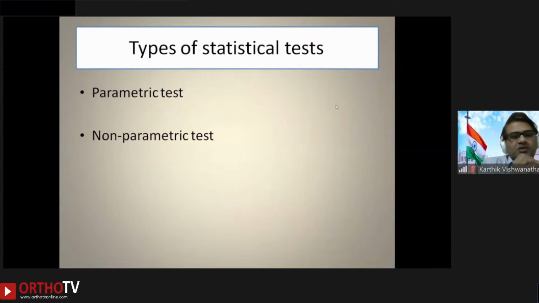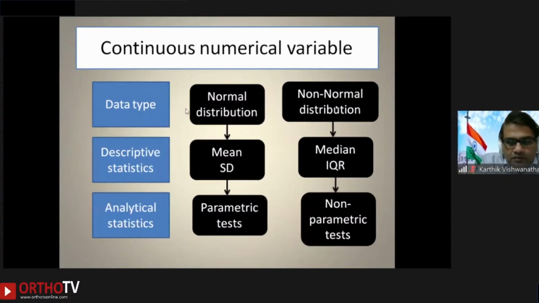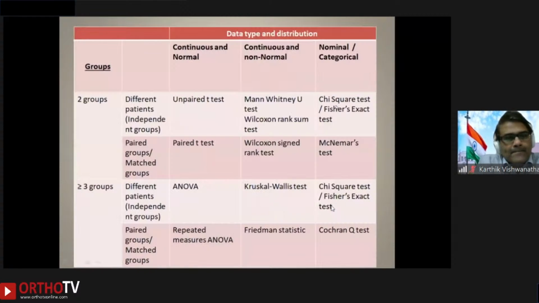So once that is decided, we have to choose a parametric or non-parametric test. Parametric test is used for large sample size, normally distributed data. It is more powerful as compared to non-parametric test. Non-parametric test is used if you have asymmetrical, non-normal data, or if sample size is small. So this is an important thing. For normal distribution, you use mean and standard deviation and then do a parametric test for inferential statistics. For non-normal numerical data, use median and interquartile range and non-parametric tests.